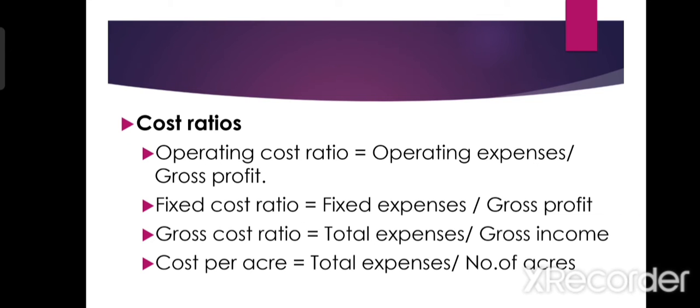Cost ratios. Operating cost ratio equals operating expenses divided by gross profit. Fixed cost ratio equals fixed expenses by gross profit. Gross cost ratio equals total expenses by gross income. Cost per acre equals total expenses by number of acres.